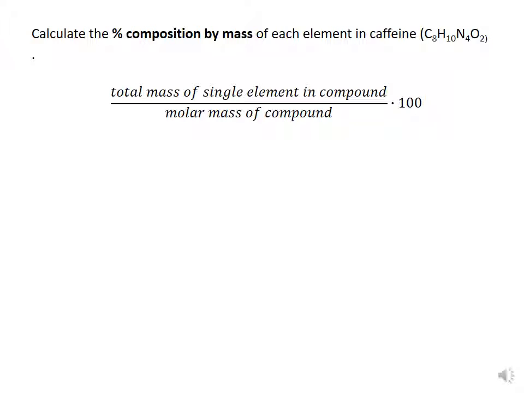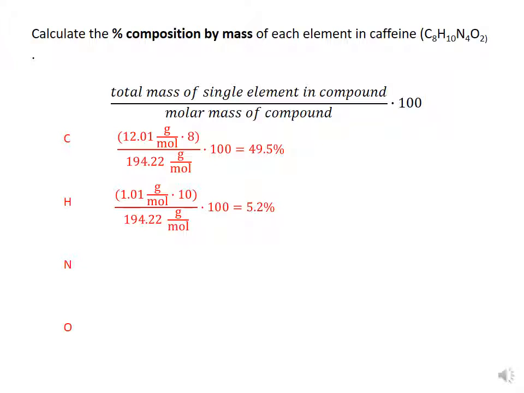We do this by taking the total mass of one of the elements in that compound divided by the total mass of the compound times 100. So in the case of caffeine, we have carbon, hydrogen, nitrogen, and oxygen. For carbon, we see that there are 8 carbons in the formula for caffeine, and we multiply that 8 by carbon's molar mass, which is 12.01, and divide by the total mass of the whole caffeine molecule. And we multiply that by 100 to get 49.5%. So what that tells us is just about half of all of the mass of caffeine is contributed by carbon atoms. We can do the same thing for hydrogen.